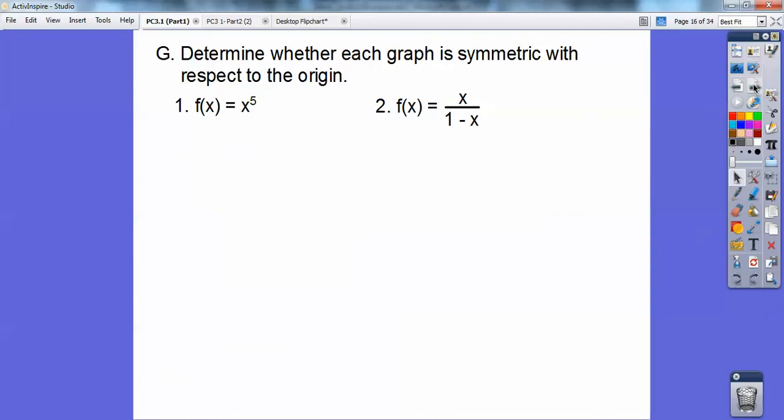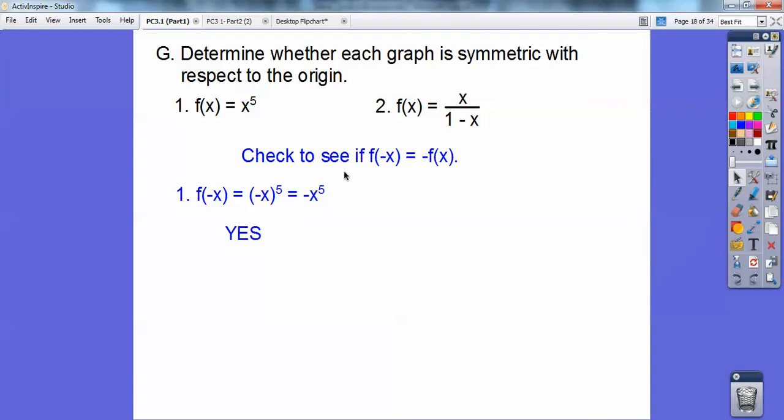Okay, so determine whether each graph is symmetric with respect to the origin. Origin symmetry is when you plug in negative x in your function, and it comes out to be negative f of x. Okay, so here we go. I'm going to plug in negative x right here. And so when I plug in negative x, negative x to the fifth is negative x to the fifth. These two are equivalent. So this is opposite this right here. So yes, it is symmetric with respect to the origin.